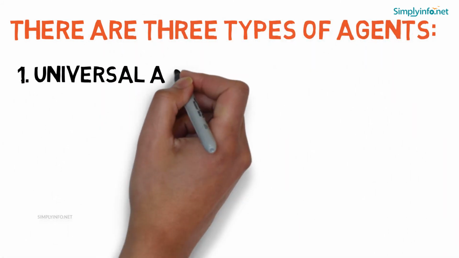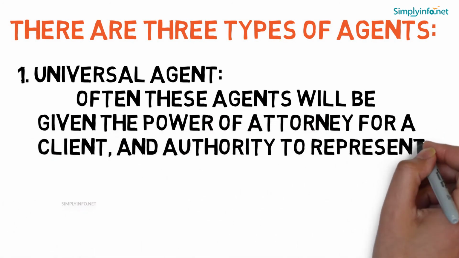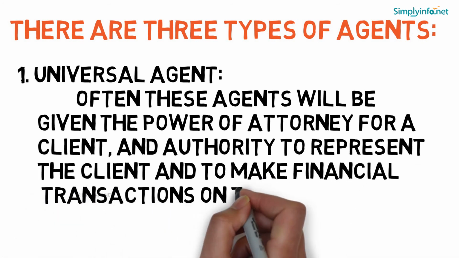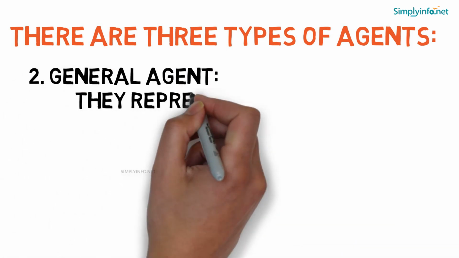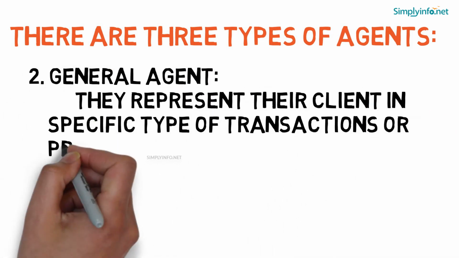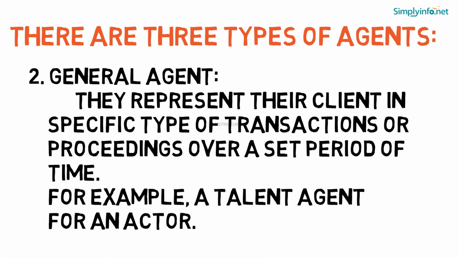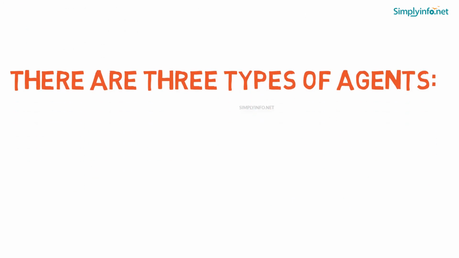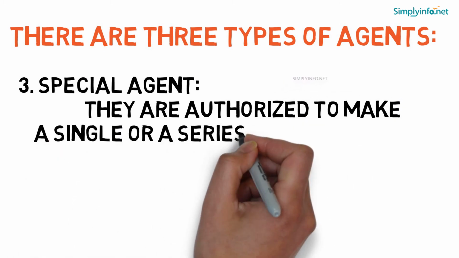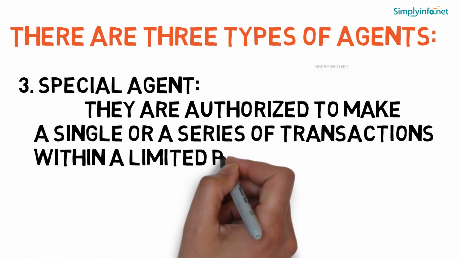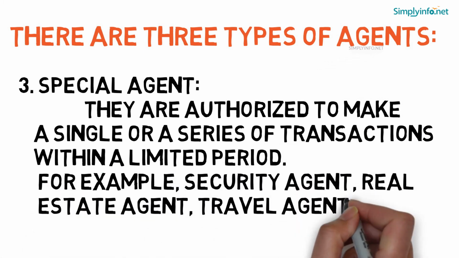Number 1. Universal agent. Often these agents will be given the power of attorney for a client, an authority to represent the client and to make financial transactions on their behalf. Number 2. General agent. They represent their client in specific types of transactions or proceedings over a set period of time. For example, a talent agent for an actor. Number 3. Special agent. They are authorized to make a single or a series of transactions within a limited period. For example, security agent, real estate agent, travel agent, etc.